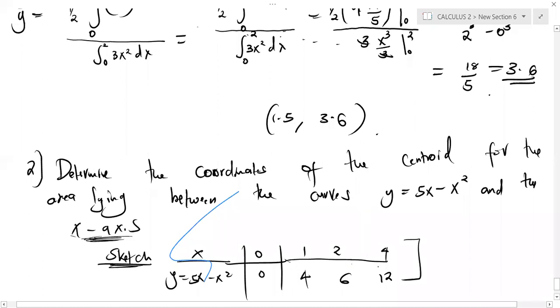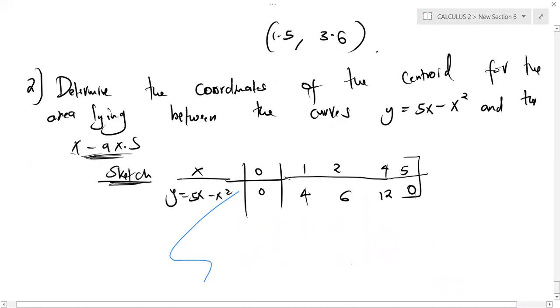We can take another value for the value of X as 5, 25 minus 25, so Y will be 0. So at 5, it's at 0. At this point, it's at 0 as well. Now, what's the point of intersection for these two curves? To get the point of intersection, we compare the two curves, we equate them.